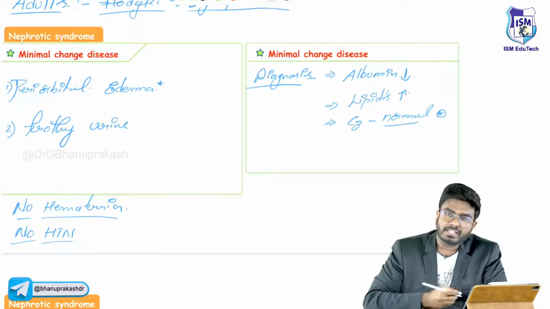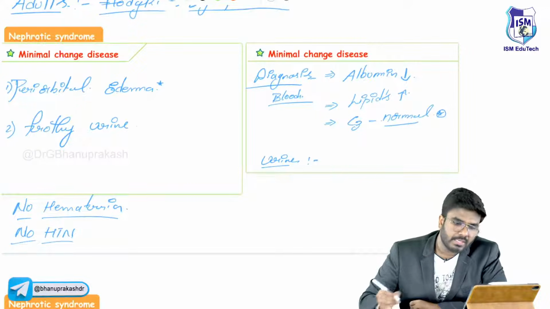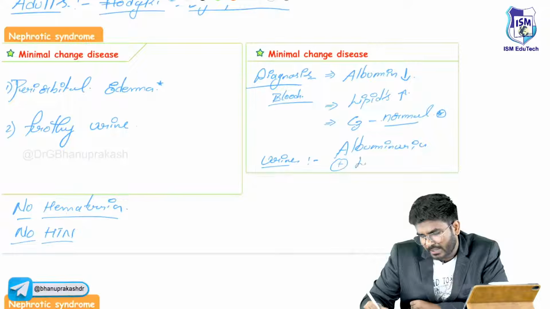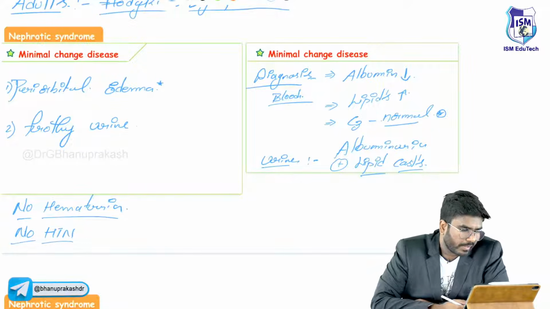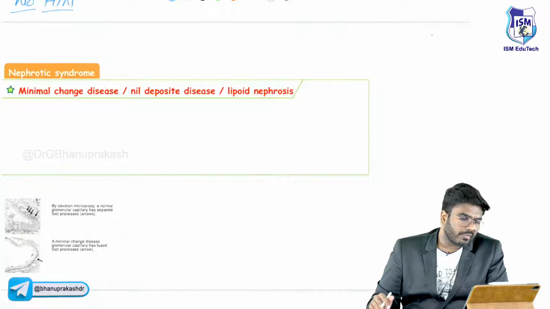So this is what is seen in the blood. In the urine, what will you see? The patient is going to show proteinuria or albuminuria and also lipid casts. Lipid casts are going to be seen. Done.